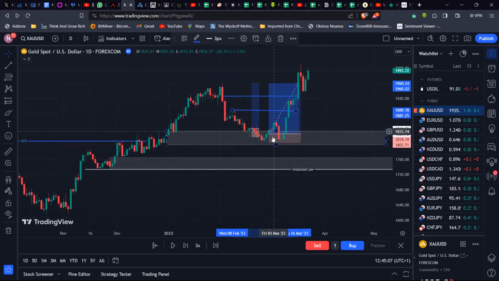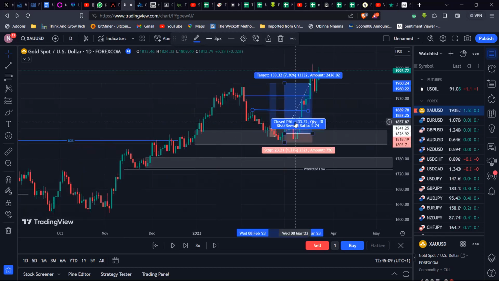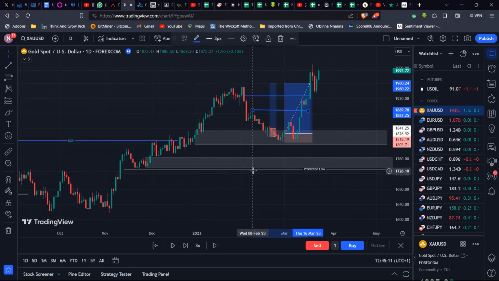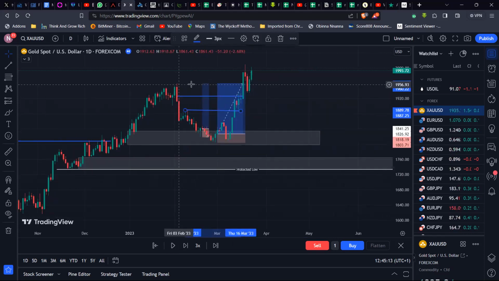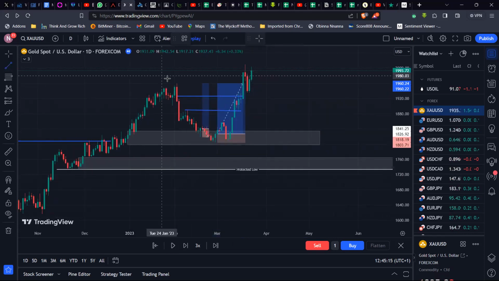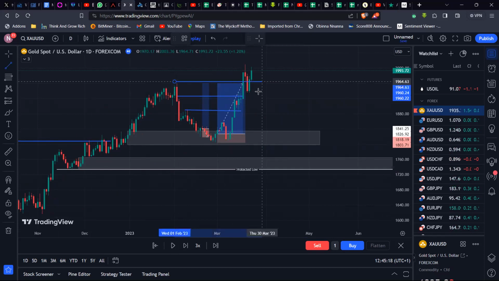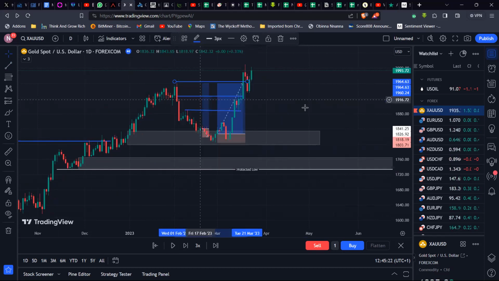So remember, we came from here. This was our protected low, so price held up that protected low, and price is moving higher. So this would now be what I look at as our liquidity target. This is the reason why we're targeting that high.